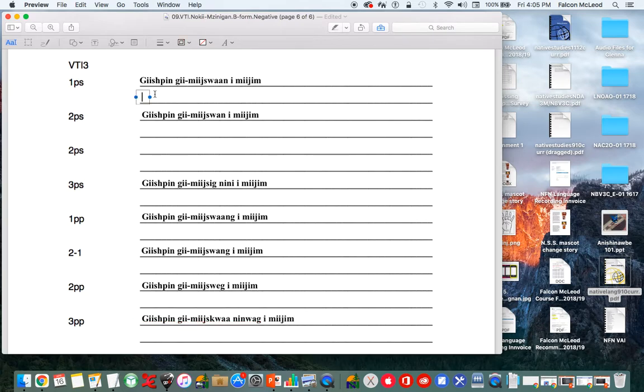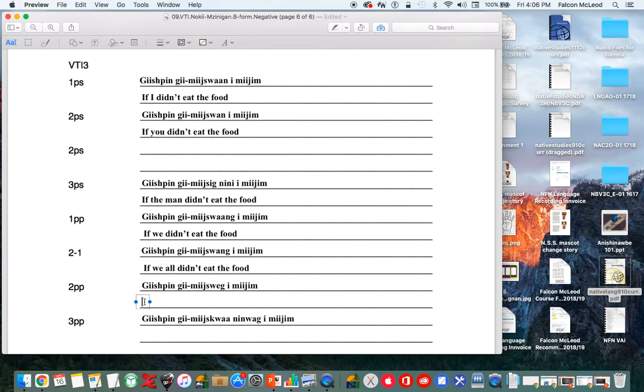Now I'm just going to translate. So if I didn't eat the food, it's did not because it's past tense gi. So this one, gishben gimijiswan imijim. If you didn't eat the food, if the man didn't eat the food, because we got the nene. And this one is first person plural, we exclusive. So if we didn't eat the food, so this one's pretty much the same, except it's we inclusive. So I'm just going to put an all in there. We all didn't eat the food.